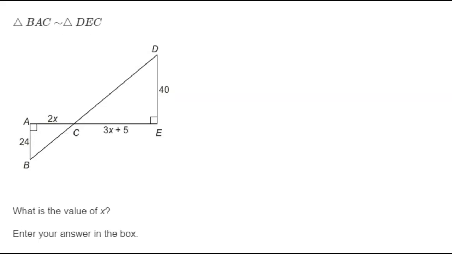Another problem that you might have says triangle BAC is similar to triangle DEC. Now here you notice that we've added a little bit more than just an x. We have a 2x on line AC, and we have a 3x plus 5 on the line EC. So I'm going to go ahead and set up the proportion for you so that you can see how this works.